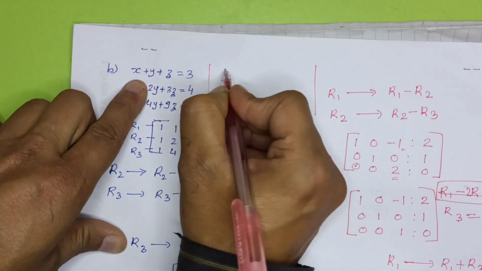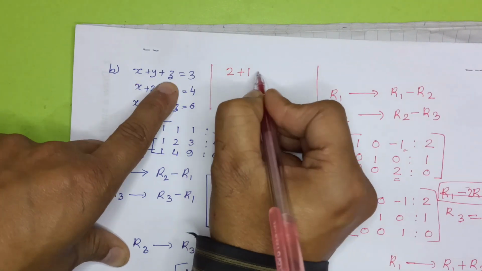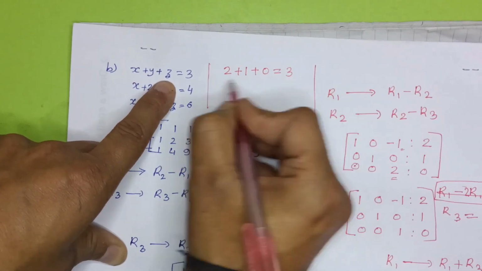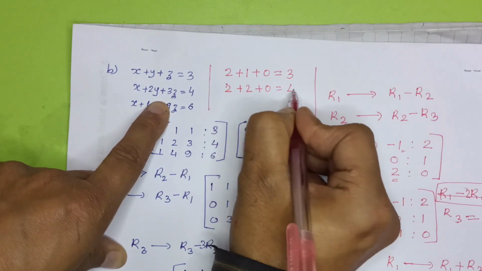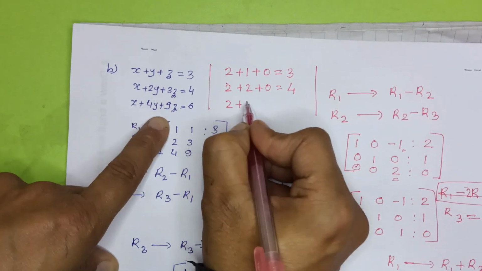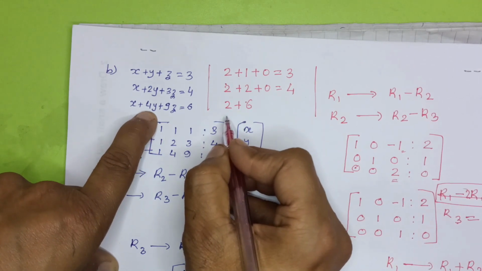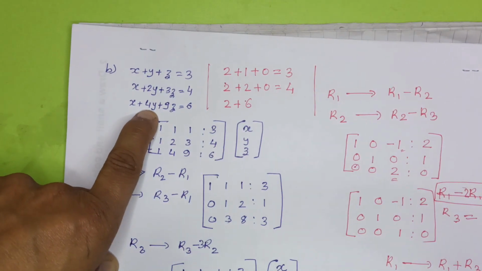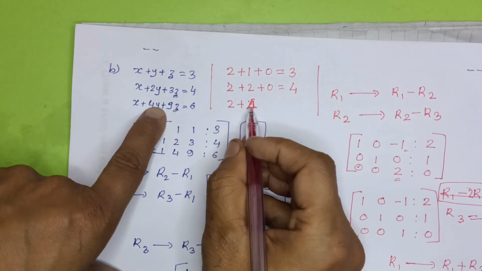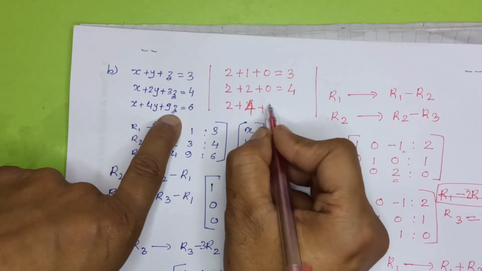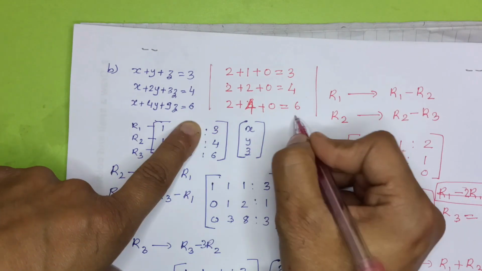If you substitute here, x we got 2 plus y we got 1 plus z we got 0, which is nothing but 3. It's correct. And here it's 2 plus 2 plus 0, we get 4. That's again correct. Then 2 plus 4 into y, and y value is 1, so 4 into 1 is 4, plus 9 into 0 is 0, so we get 6. Yes, we got the right answer.